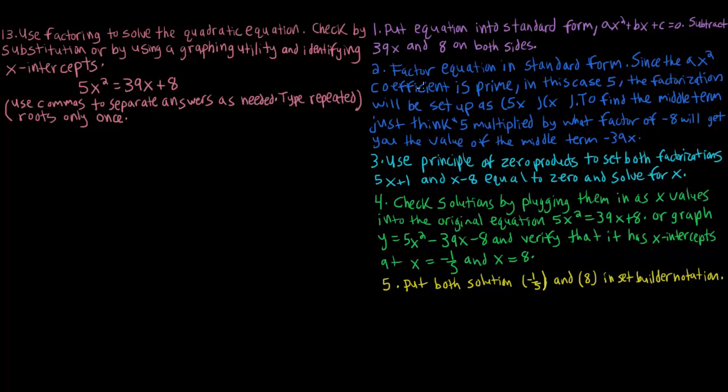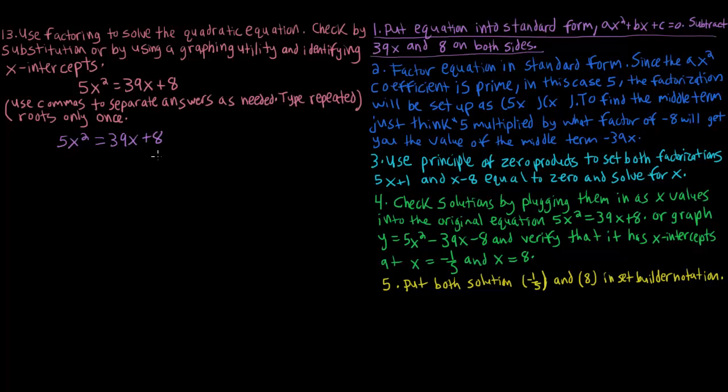So step 1 is to put the equation into standard form, ax squared plus bx plus c equals 0. Do this by subtracting 39x and 8 on both sides. So rewrite our original equation: 5x squared equals 39x plus 8.